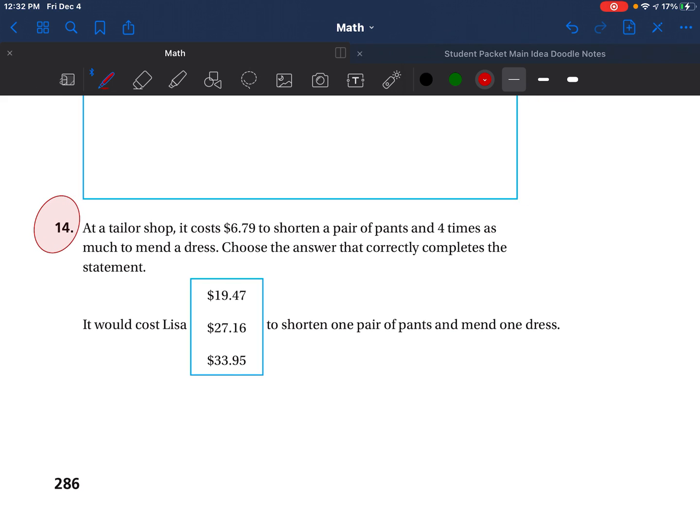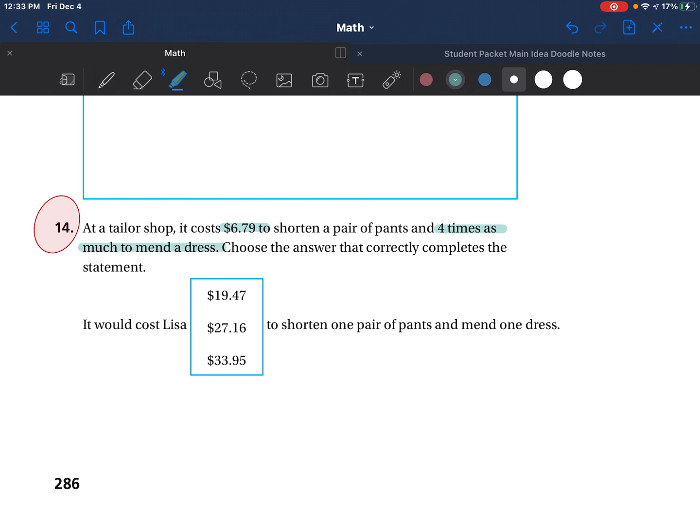On the next page, we're just going to look here at number 14. It says, at a tailor shop, it costs $6.79 to shorten a pair of pants, and 4 times as much to mend a dress. Choose the answer that correctly completes the statement.